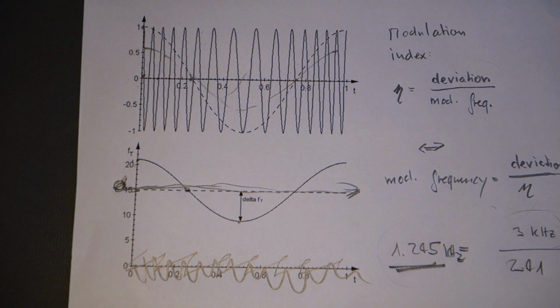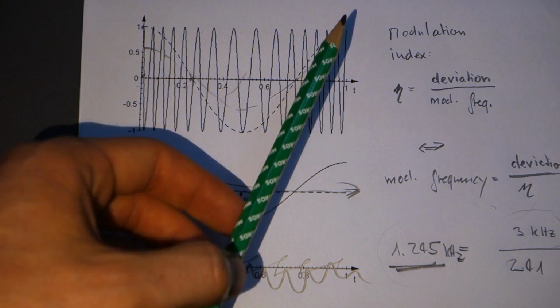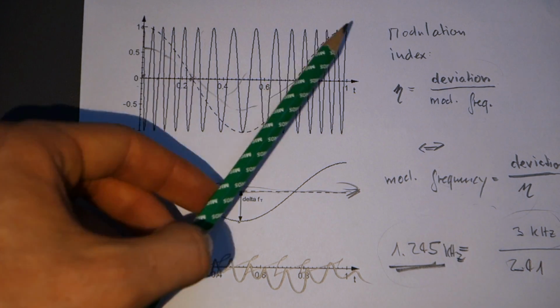Now let's look at how this ties into the sideband thing. First of all, what happens if we increase the amplitude of the modulation? That's what I did in my experiment, right? So I'm going to increase this amplitude here.